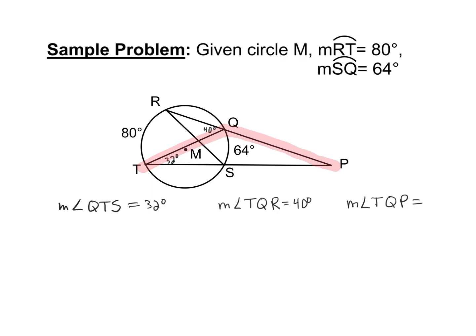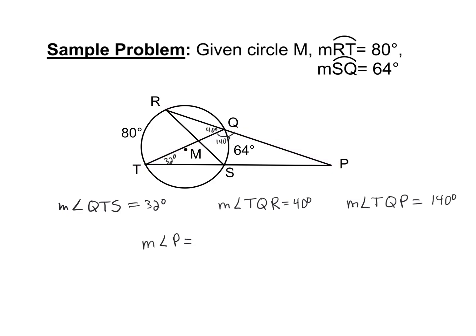Okay, that is not an inscribed angle. But what kind of angle is it? What if I look at this relationship right here? Do you see that I have a linear pair of this angle, which I know is 40, and this angle, which I'm trying to find? They're supplementary because of this linear pair here. So if this one's 40, this one must be 140 because the two angles together must add to 180.